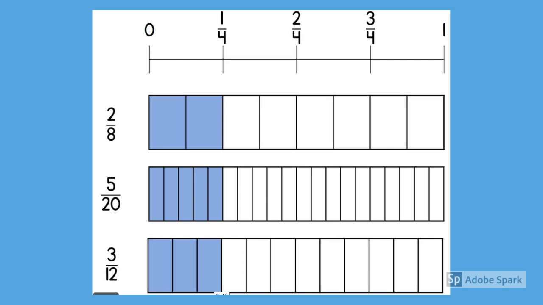So let's have a look at comparing the bar models with the number line that we previously used. We can see here the bar models have to be exactly the same size as the number line. The denominator tells us how many equal parts to cut our bar models into. The numerator tells us how many to shade. Can you see that the fractions are the same as 1/4 on the number line?